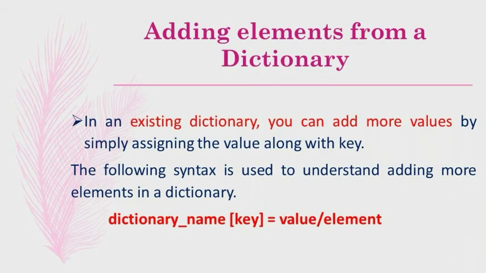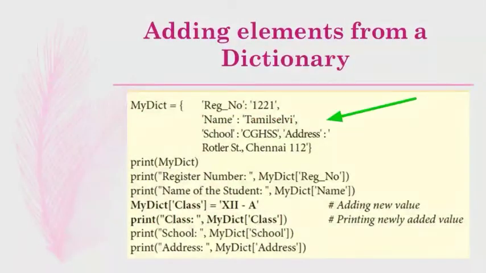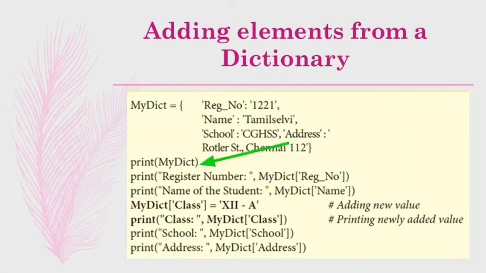See this example, the same example we already discussed. My dictionary is the dictionary name. Register number, name, school and address are given. If you want to access all the elements, just write: print my dictionary. And if you want to print a particular element, write like this: print register number. If you want to print your name, write this print statement: name of the student, my name.